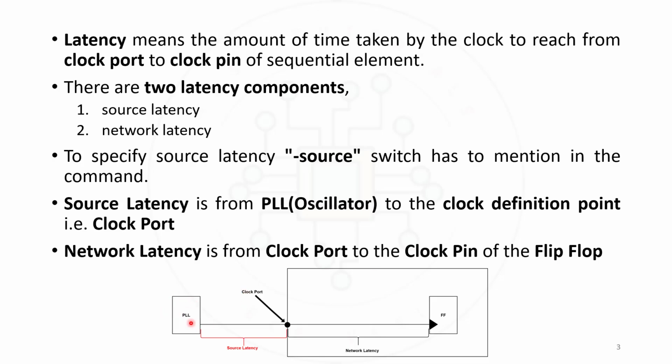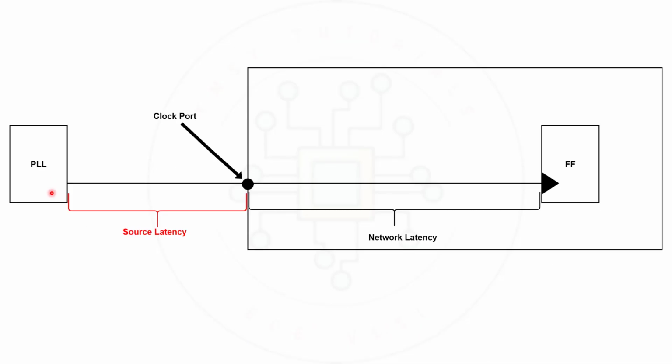So try to understand this figure clearly. This is the PLL, this is the clock port or clock definition point, and this is the clock pin of the flip-flop. Coming from the PLL to the clock definition point, it is called source latency, and from the clock definition point to the clock pin, it is called network latency.